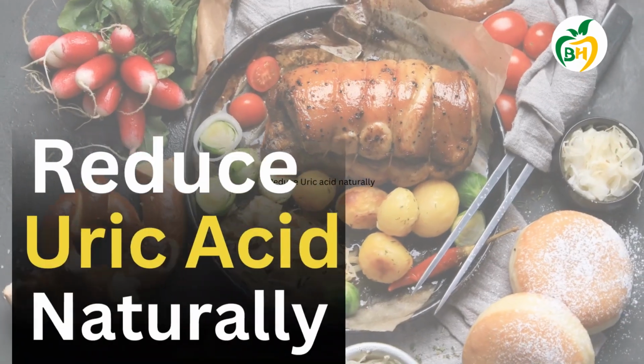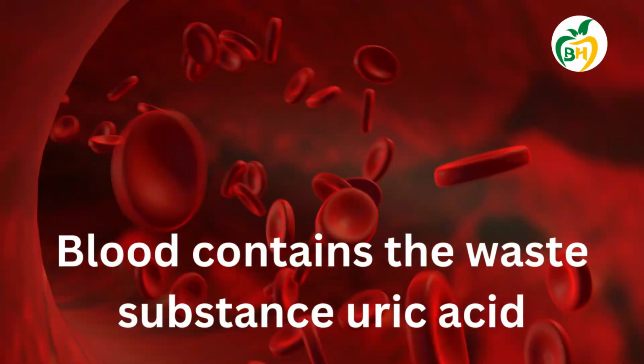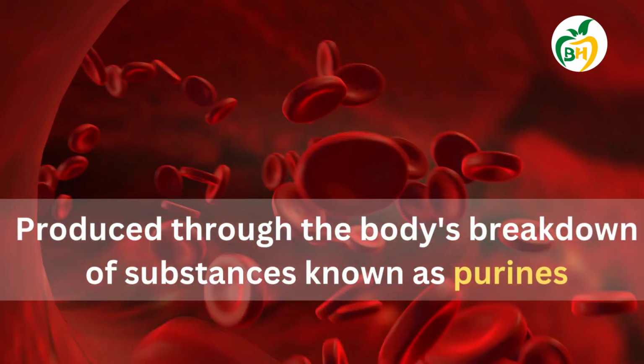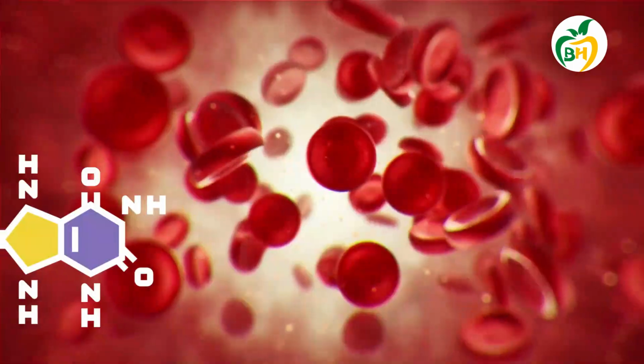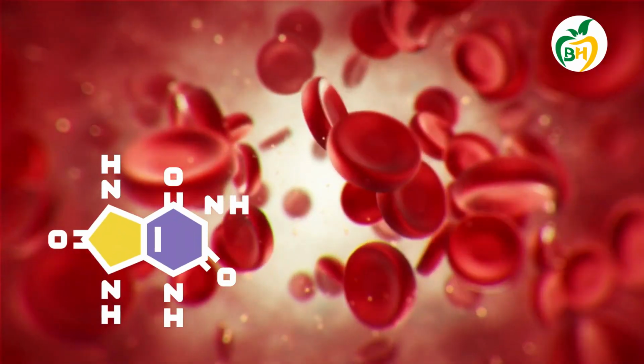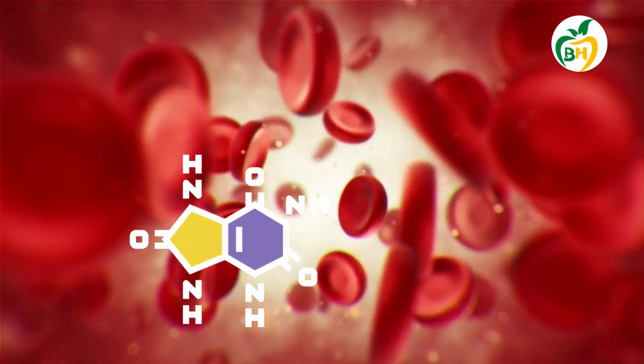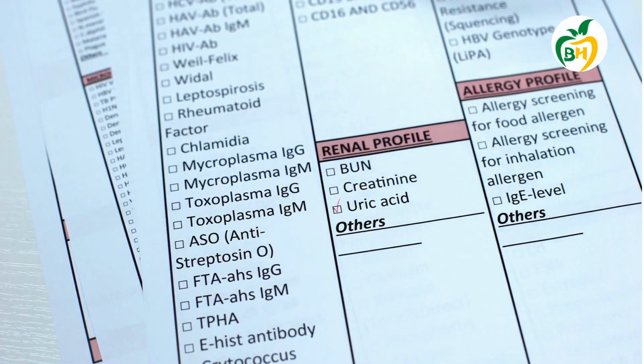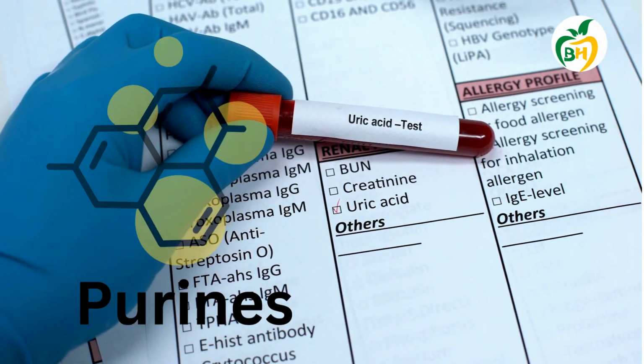Reduce uric acid naturally. Blood contains the waste substance uric acid. It is produced through the body's breakdown of substances known as purines. The majority of uric acid is dissolved in the blood, travels via the kidneys, and is excreted in urine. Uric acid levels are raised by purine-rich foods and beverages.